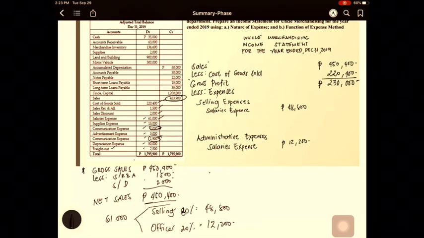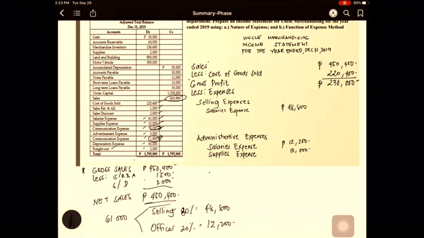Next is supplies expense. Supplies expense, they are not generally used in the storing, in the production, in the advertisement. Therefore, they are more to be attributed as part of your administrative expense. So you put them here, supplies expense, amounting now to 15,000 pesos.